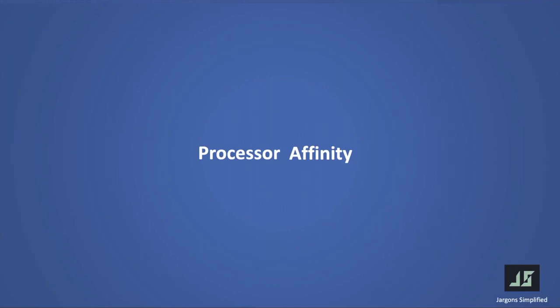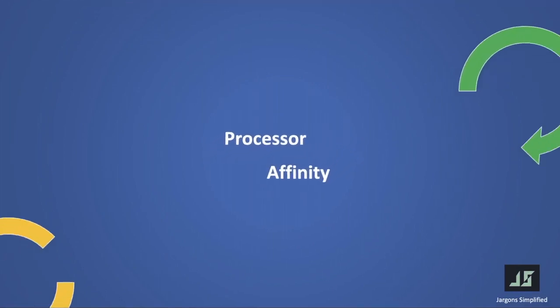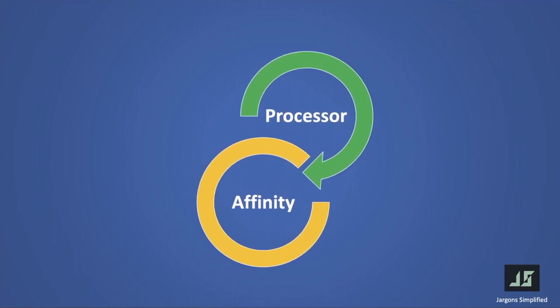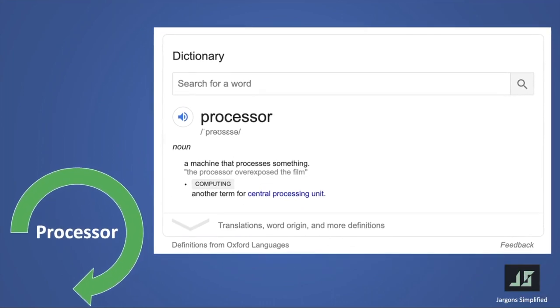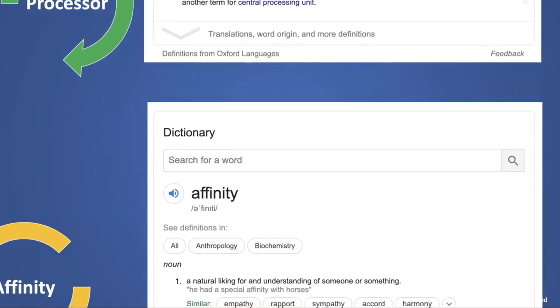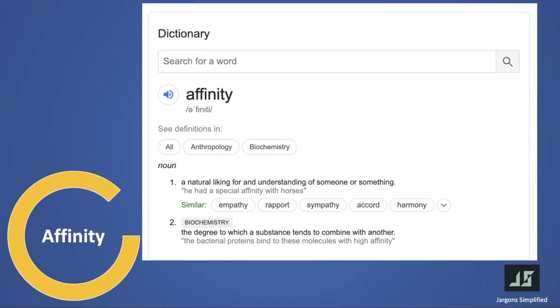What is process affinity? The term process affinity is made up of two words, processor and affinity. Let's look at the words individually. The word processor means a machine that processes something. In computing context, a processor is a CPU. And the word affinity means a natural liking for or an understanding of someone or something.